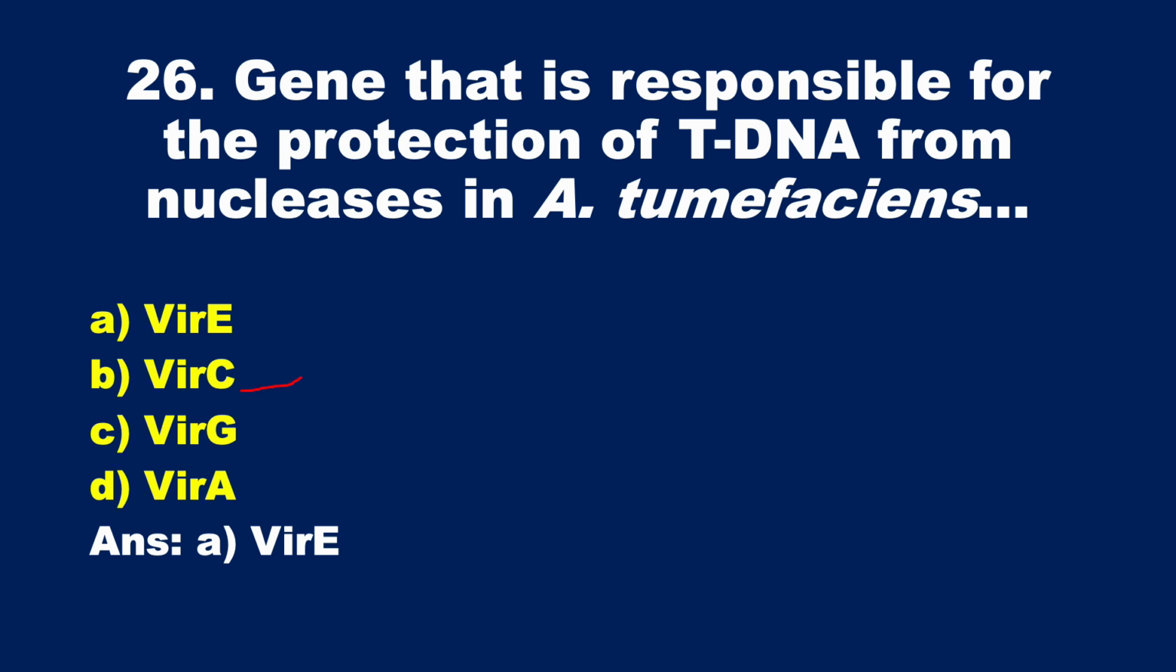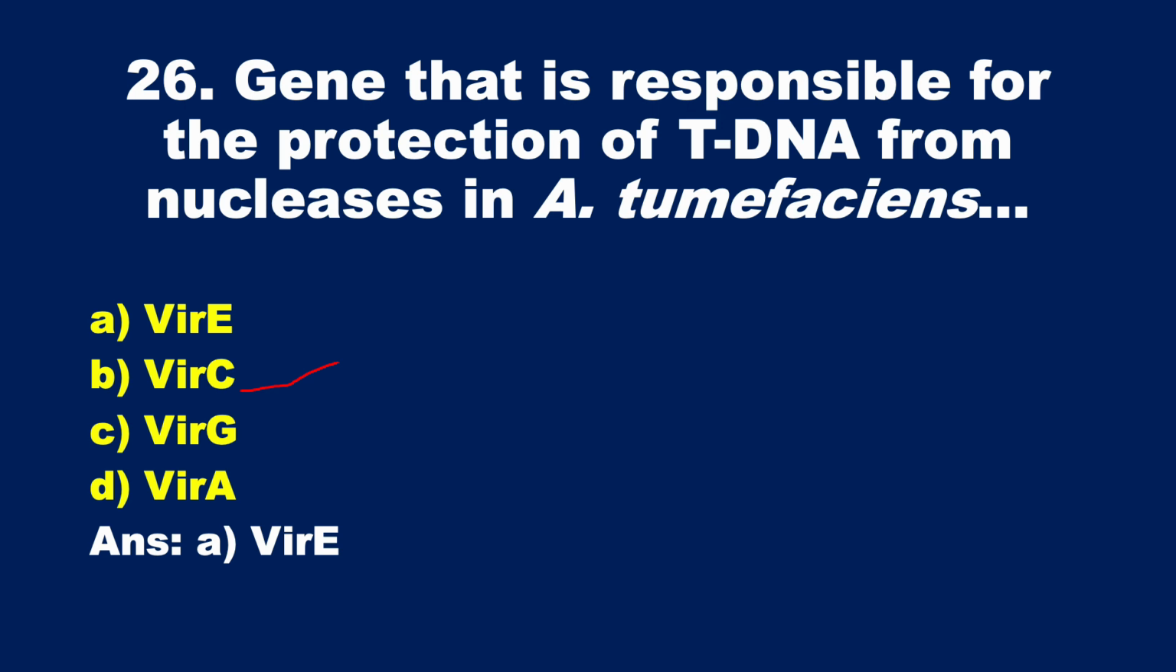VIR-C, in Agrobacterium tumefaciens, plays a crucial role in transfer of T-DNA from the bacterium into the plant host during the process of crown gall disease development. The VIR genes are within the VIR region of the Ti plasmid, that is the tumor inducing plasmid. The VIR region contains a set of genes responsible for transfer of T-DNA and other virulence functions required for successful infection of the plant.